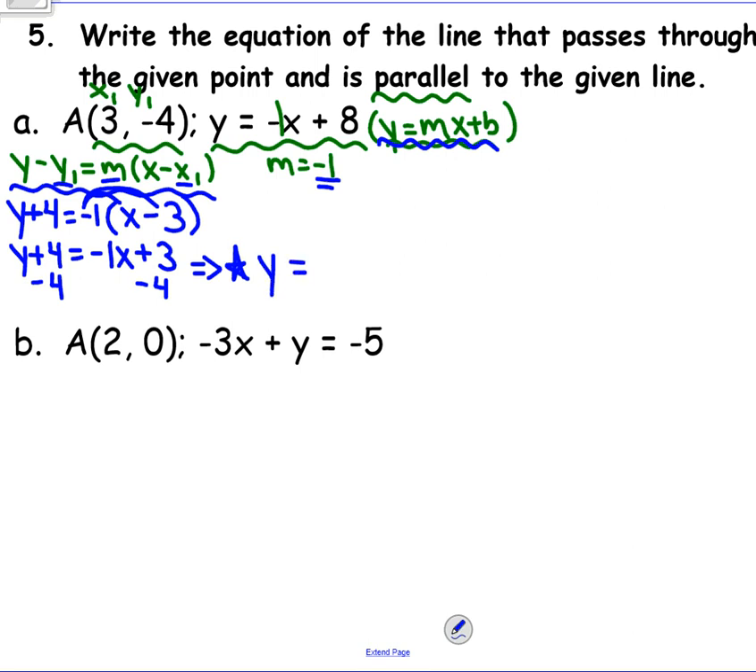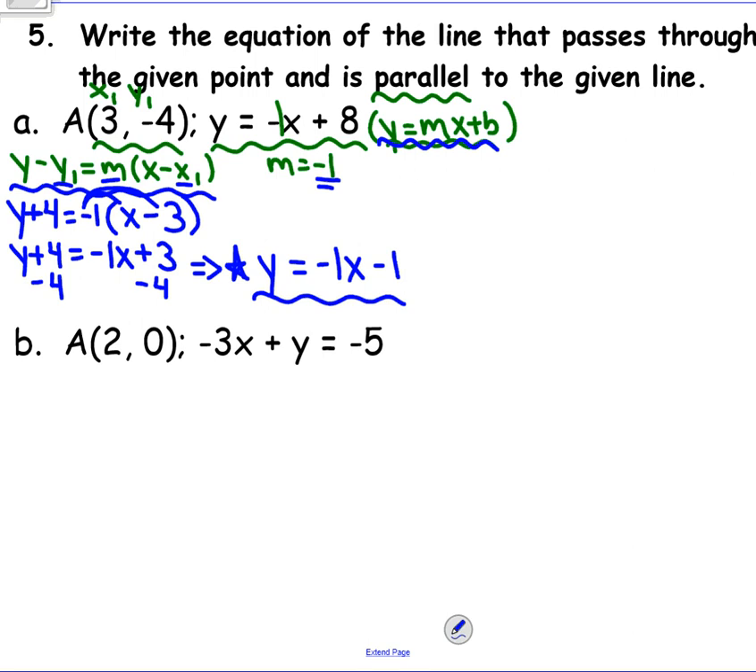Y equals negative 1x. You could just write that as negative x. That's fine. And then 3 minus 4 leaves us with a negative 1. There is our slope-intercept form for a line parallel to the given line going through point A. Let's try that one more time with part B.